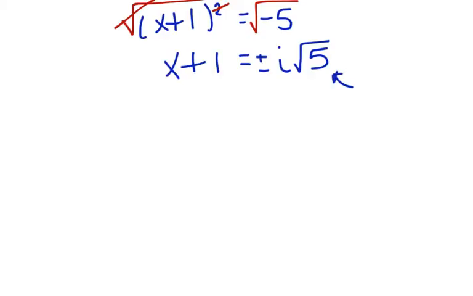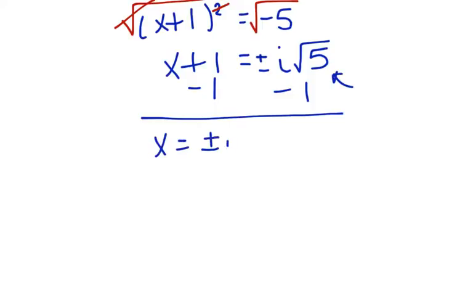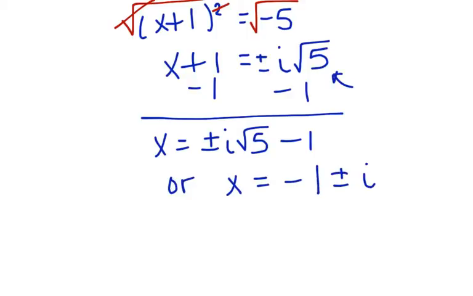So I can continue solving, and I'm going to go ahead and move that 1 away from x. So I end up writing this as plus or minus i radical 5 minus 1, since I can't actually subtract 1 from i radical 5. I could also write this as negative 1 plus or minus i radical 5. These are equivalent. So I am done.